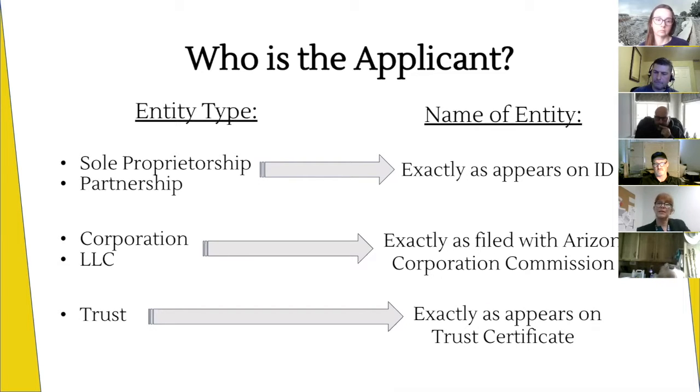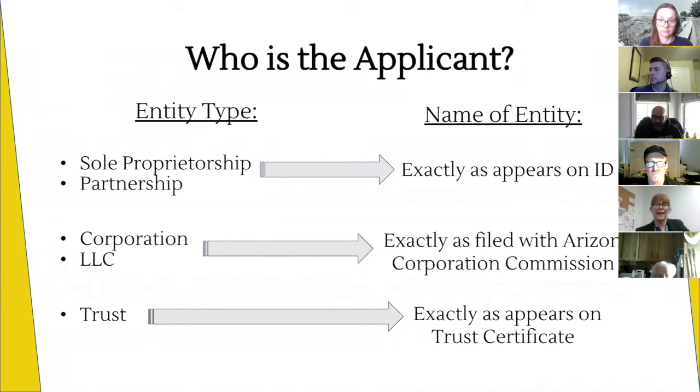So the applicant, the entity types, sole proprietor, that's your name as it appears on your ID. As I said, if that includes a middle initial or a middle name or junior or senior, those things would be included. And on a partnership, as I said, if it's 2 people or 3 people, it's each person's name exactly as it appears on their government ID. Partnerships can also set up under a name, but either way.